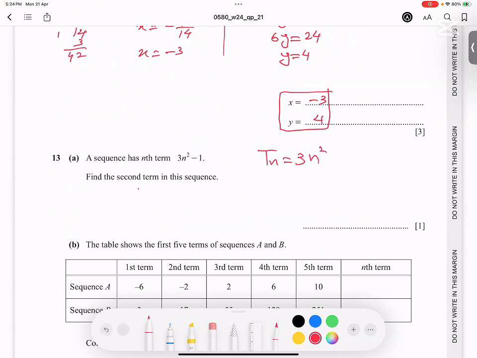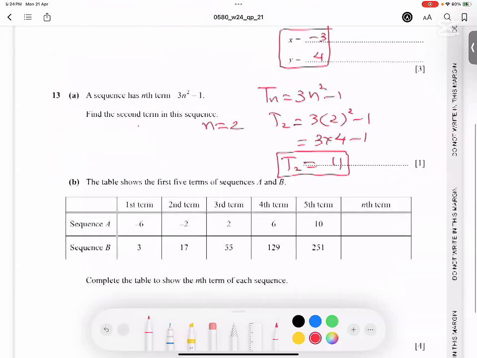3n squared minus 1. If he asks for the first term, I replace every n by 1. If he asks for the second term, I replace every n by 2. So 2 here and 2 here. 2 squared gives us 4. So 3 times 4 minus 1, and I got 11. So the second term is 11. I hope, students, it's clear up to here.